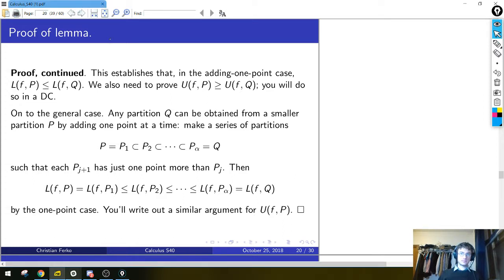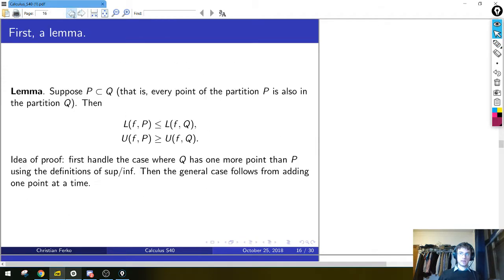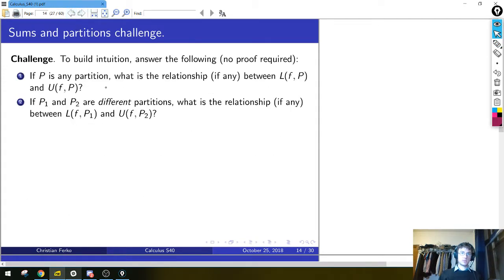Alright, so why did I do this huge pain in the ass lemma? I think I've often argued that I like to put all of the hard work in lemmas, and then I like the beautiful theorems to be a simple one-line proof. And this time it literally is a one-line proof. So this is our first major theorem on integrals. And this is actually the answer to the question which I trolled you with a little bit back here.